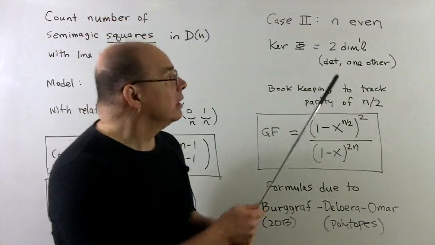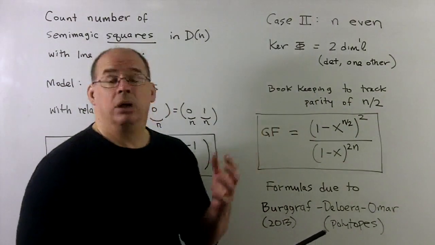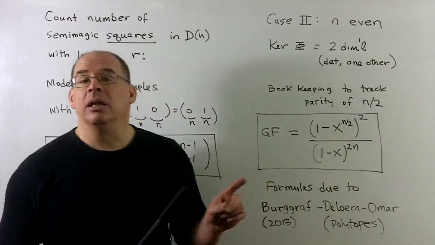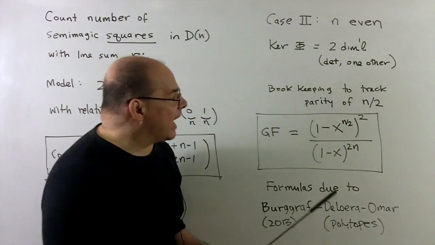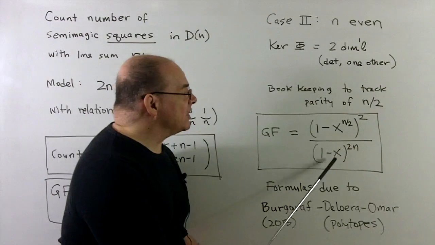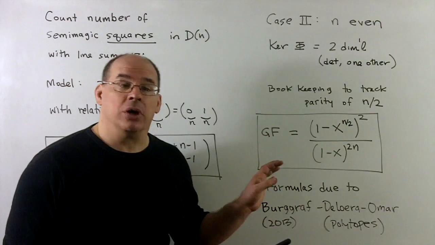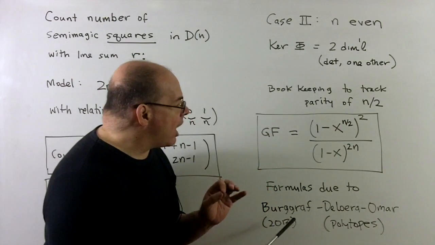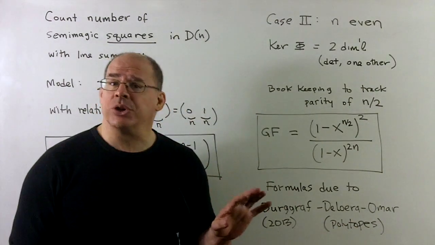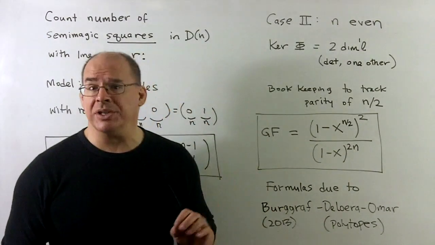When n is even, the situation's a little bit more complicated. We'll break into two more cases based on the parity of n over 2, but the generating function for both will be the same. We have (1 minus x to the n over 2) quantity squared, over (1 minus x to the 2n). I'll note these formulas are known. They appear in the work of Beck, De Loera, and Omar from 2013, but their methods are completely different. Their work is based around counting integer points in polytopes.